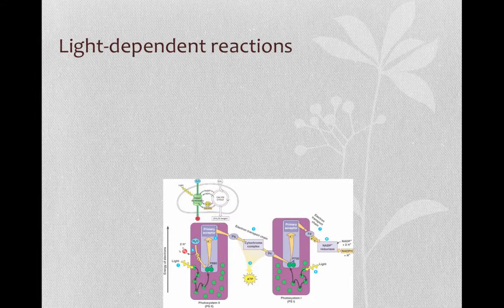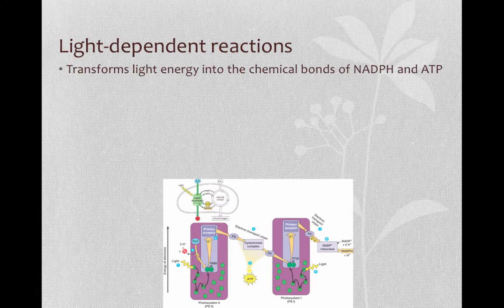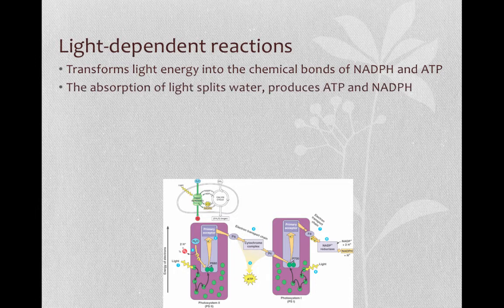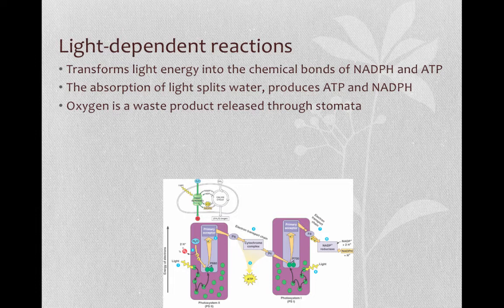The light-dependent reactions of photosynthesis transform light energy into the chemical bonds of NADPH and ATP. The absorption of light splits water, produces ATP and NADPH. Oxygen is a waste product released through the stomata. ATP and NADPH remain in the stroma to be used later.